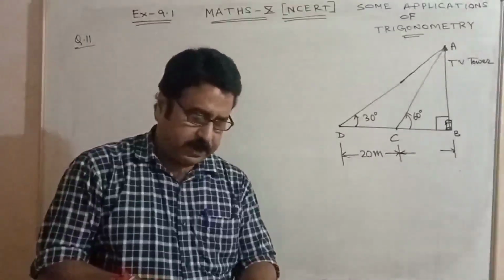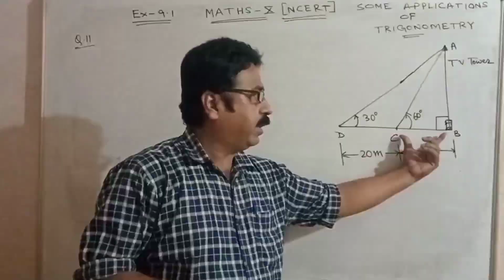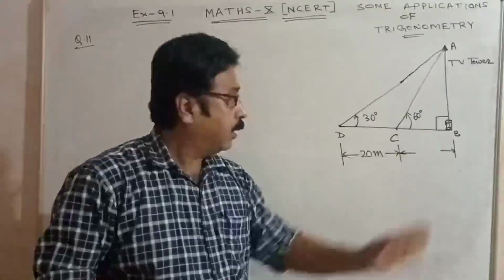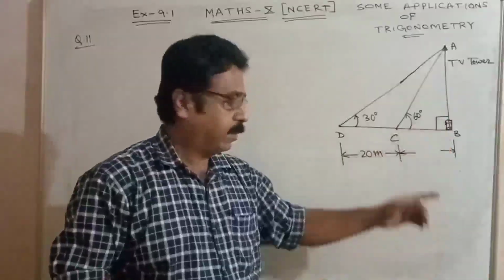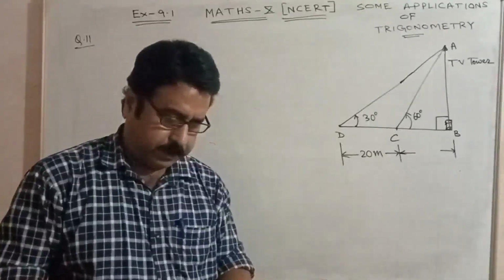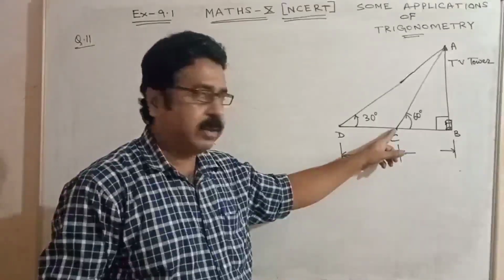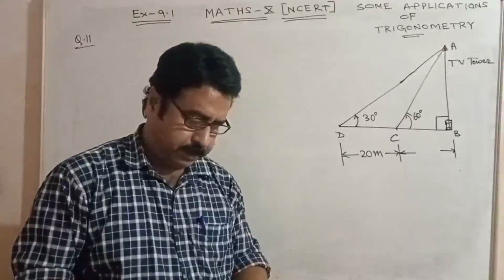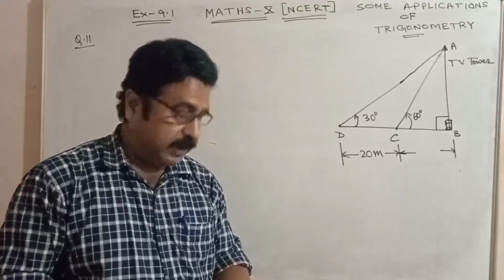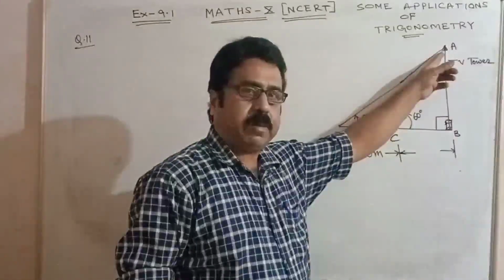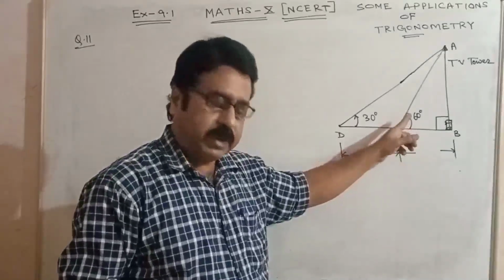A TV tower stands vertically on a bank of a canal. BC is the canal. This is the TV tower. AB stands vertically from a point on the other bank. This is a point on the other bank. The angle of elevation of the top of the tower is 60 degree. A is the top of the tower. From point C, the angle of elevation is 60 degree.